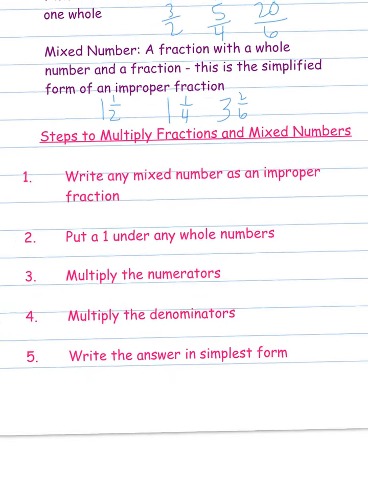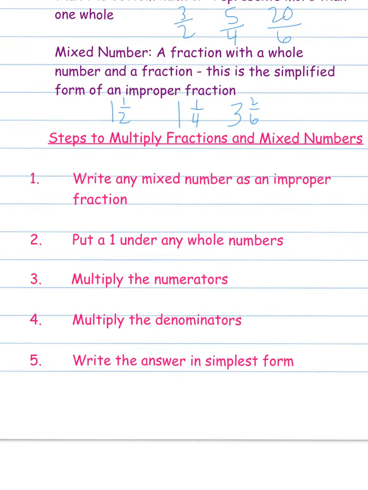Also, make sure that we have this written down: box, bolded, highlighted, starred. Okay? So these are the steps to multiply fractions and mixed numbers. So step 1, write any mixed number as an improper fraction. Step 2, put a 1 under any whole number. So if we have a whole number of 5, we put that over 1. Or 7 over 1. Okay?